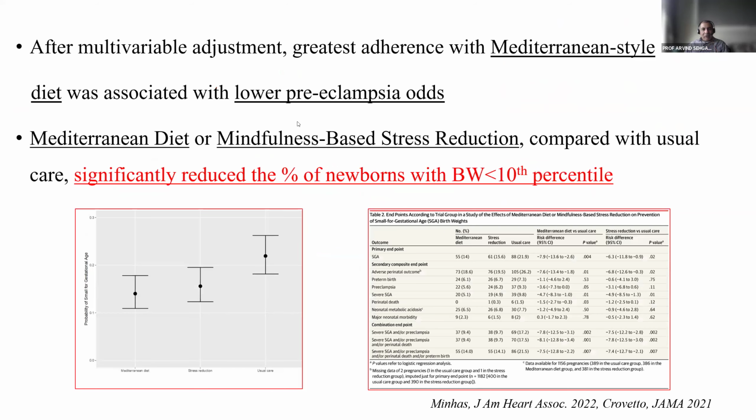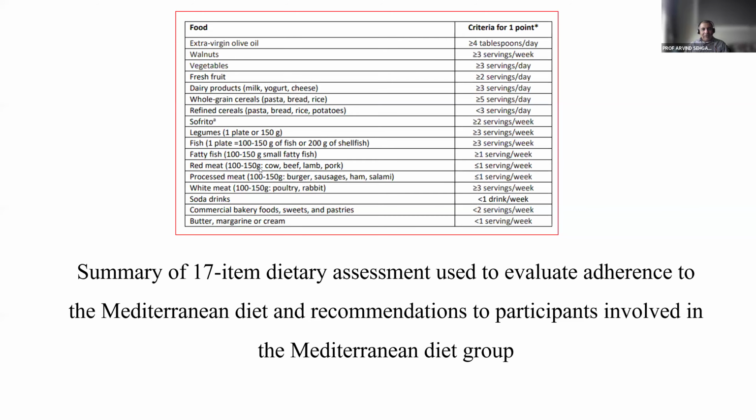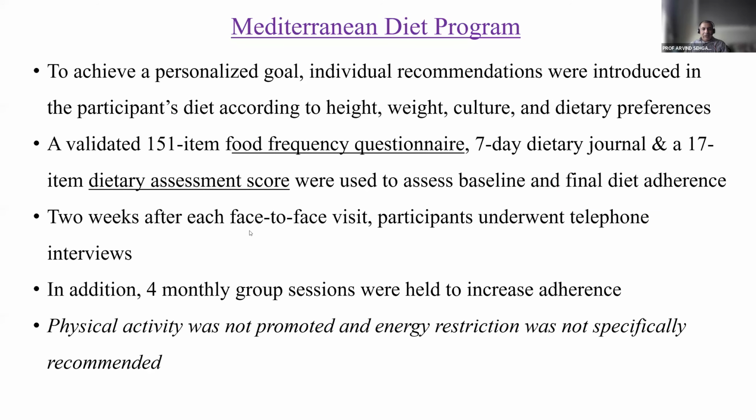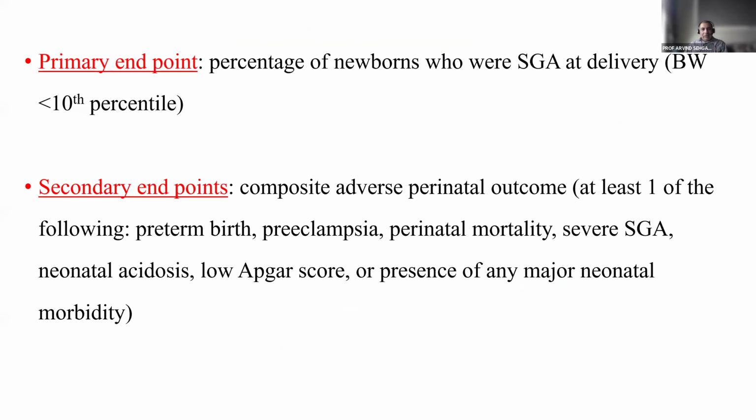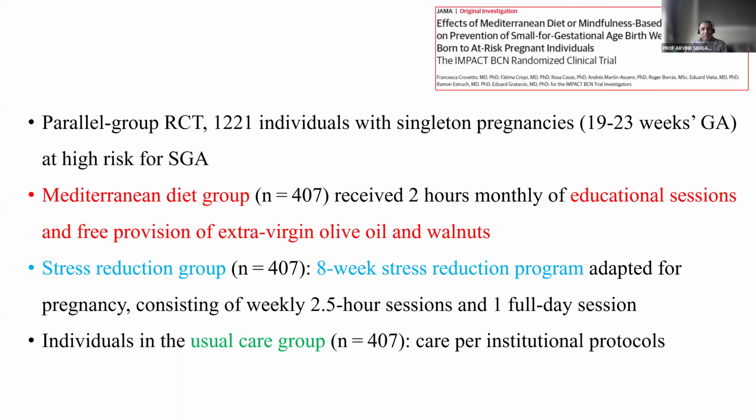Maybe I can go back to the detail of what exactly they were doing. So here is the Mediterranean diet issue. Essentially this is adapted for pregnancy: weekly 2.5-hour sessions and 1 full day session. These are counseling sessions, these are yoga sessions, these are meditation sessions, and these are sessions where they teach them to relax and focus. So that's in a nutshell, but there's more detail if you look at the paper.